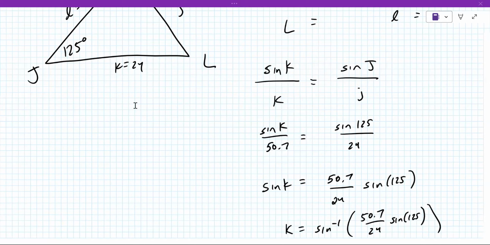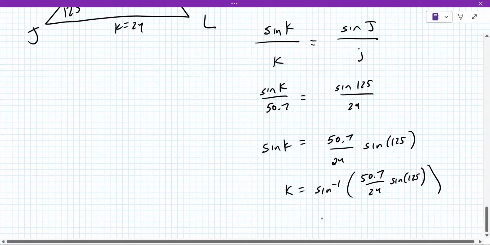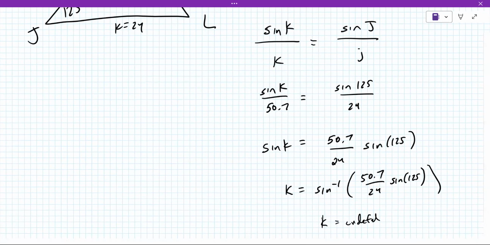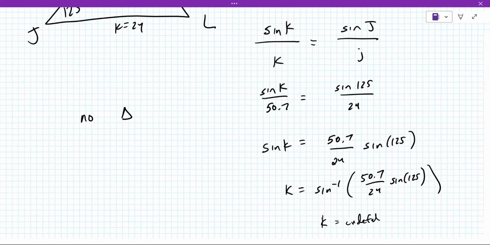Oh, okay. And this does happen on occasion. So this ends up being undefined. When you get that, you should always check your calculations a couple of times because it's also possible you've just made a mistake. But this one is undefined. So there is no triangle. Maybe that's why your instructor had you do this one. That is possible. Was that mentioned in class? Yeah, it was. Okay.